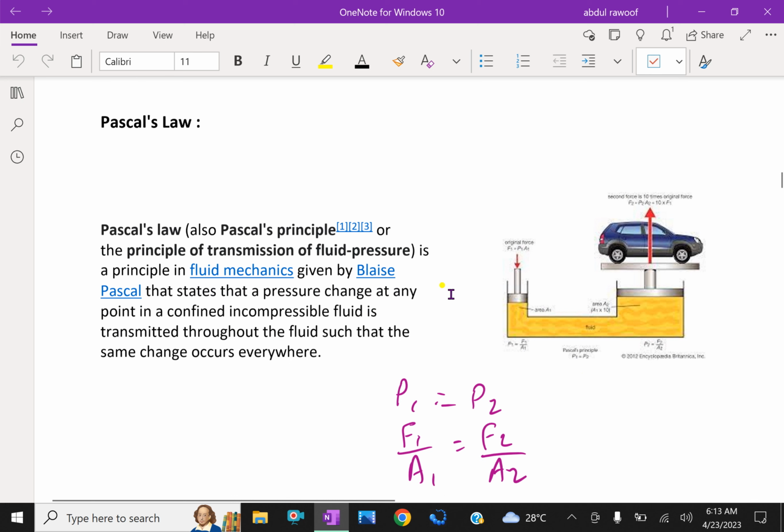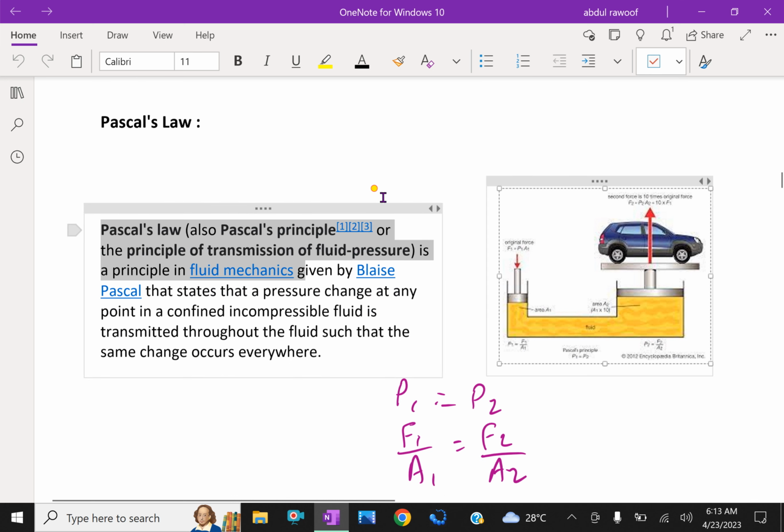Pascal's law. Pascal's law, also called Pascal's principle or principle of transmission of fluid pressure, is a principle in fluid mechanics given by Pascal that states that a pressure change at any point in a confined incompressible fluid is transmitted throughout the fluid such that the same change occurs everywhere.